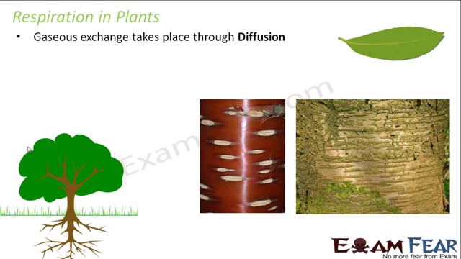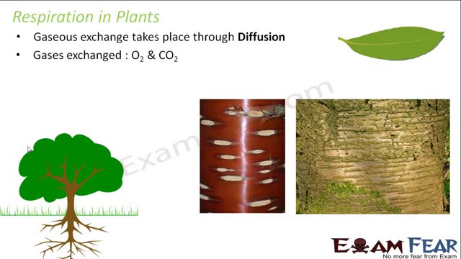So here also gaseous exchange will take place through diffusion. For example, we take the gas carbon dioxide. So carbon dioxide will get transferred from the external environment inside the plants when the concentration of carbon dioxide in the external environment is more than that inside the plants. Right? So based on the difference in concentration, the exchange of gases will take place.